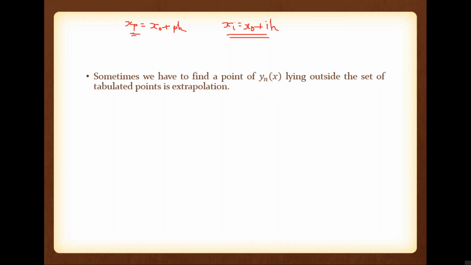So the new point may or may not satisfy the finite condition. It is not sure. If it is satisfying the finite condition, then p will be an integer. Otherwise, p is a floating point. So please note, this is used for extrapolation purpose only, and this is used for the interpolation purpose. Please note the difference. i is always an integer. p may or may not be an integer, normally a floating point, fractional number. So xp is equal to x0 plus ph.